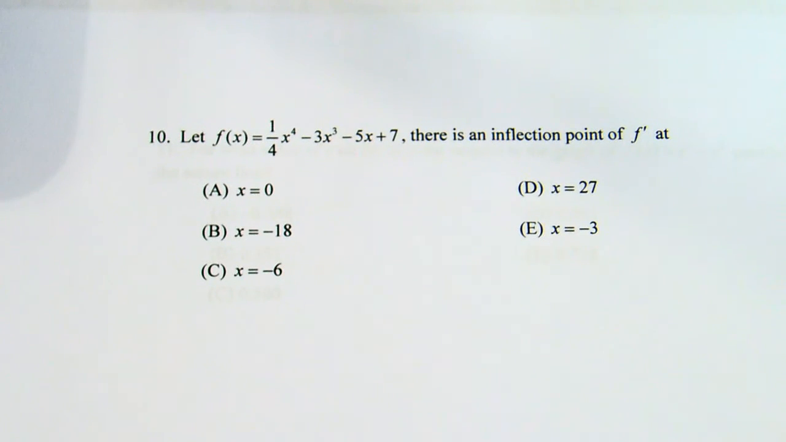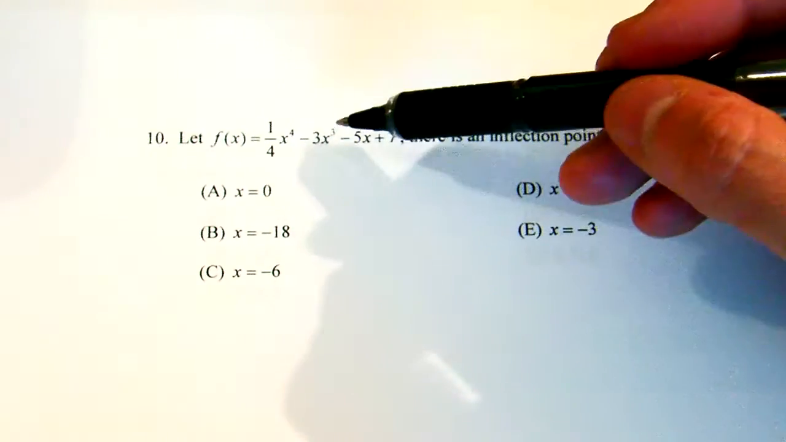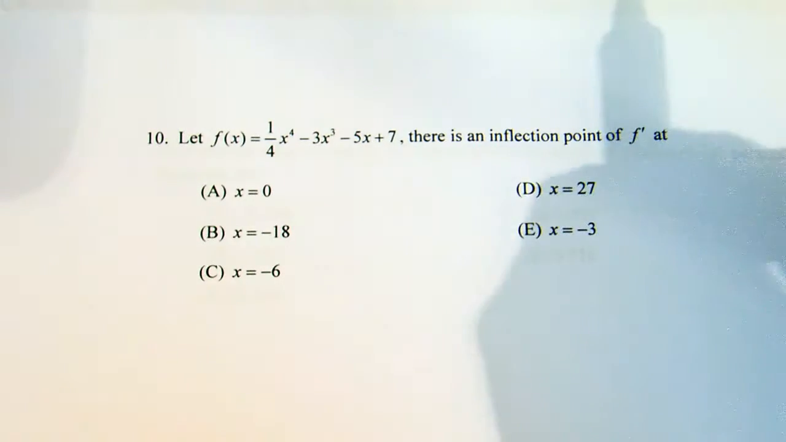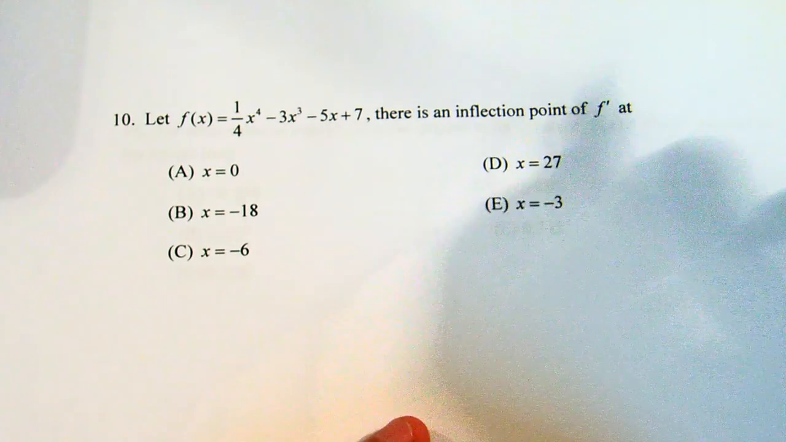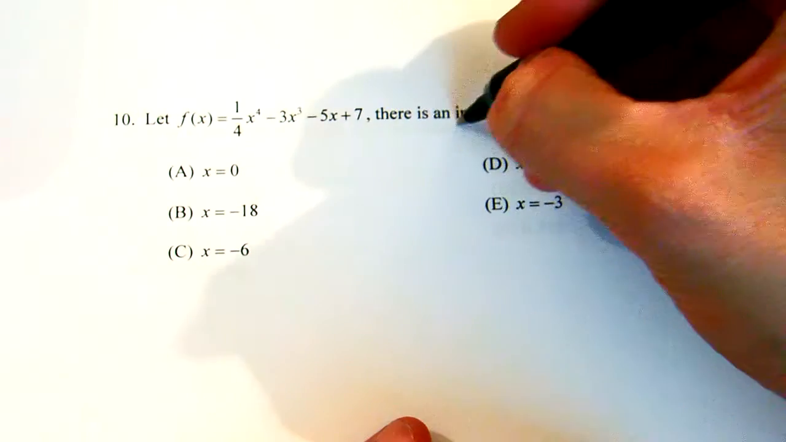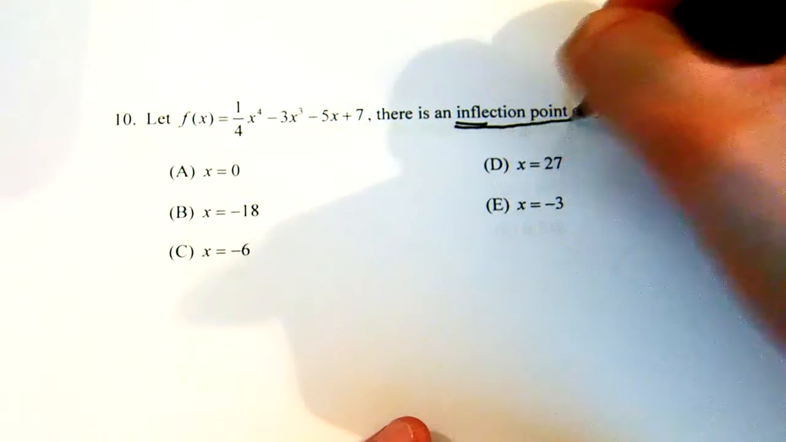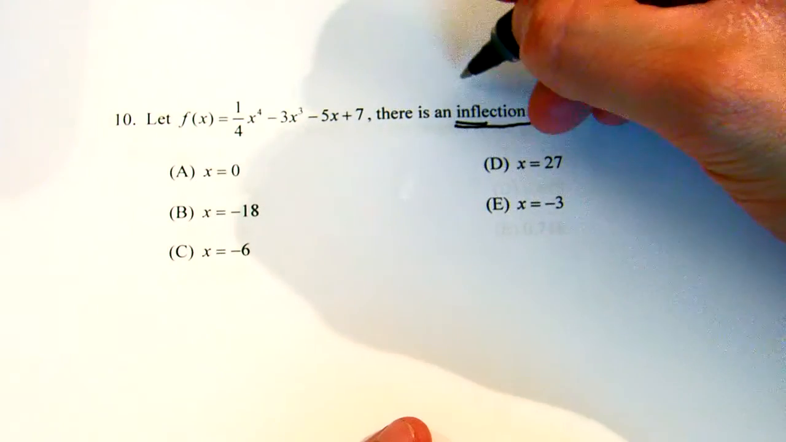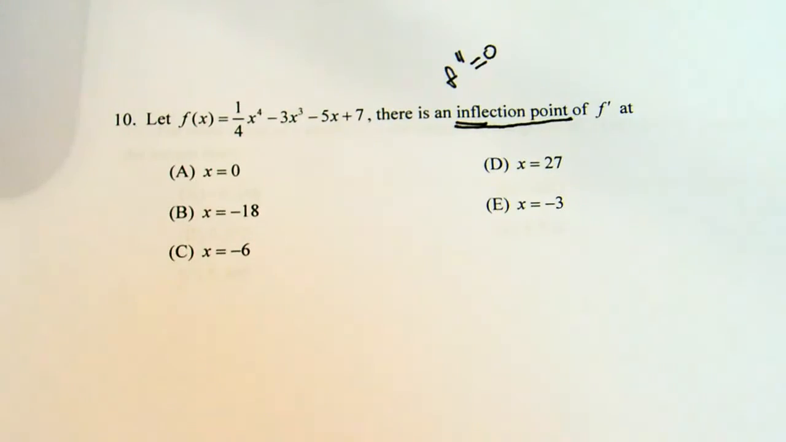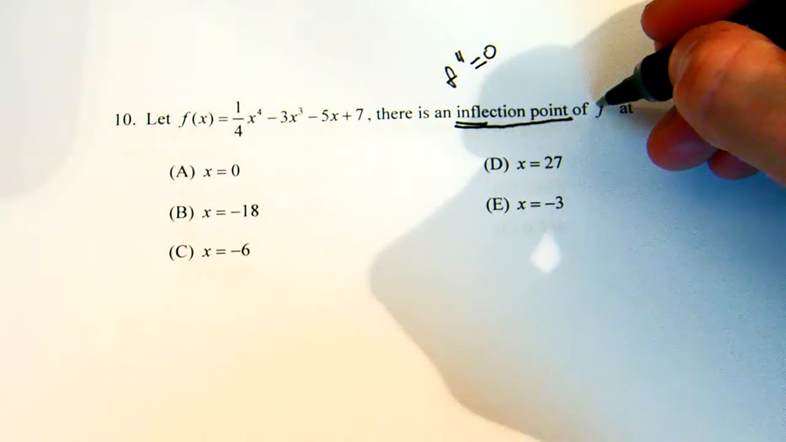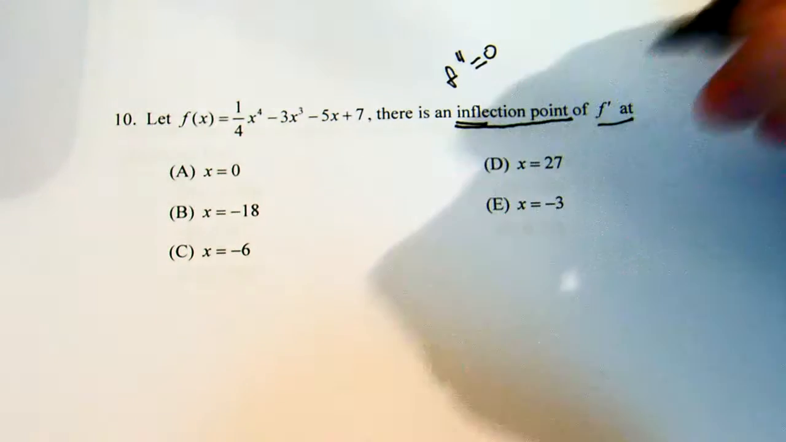Welcome everybody. We're looking at question number 10. It says let f of x equals 1/4 x to the 4th minus 3x cubed minus 5x plus 7. Now we have to pay attention to this question very carefully, so be prepared to underline. There is an inflection point, so that means, remember, the inflection point is where f double prime is 0, right? The second derivative is 0 of f prime at blank.